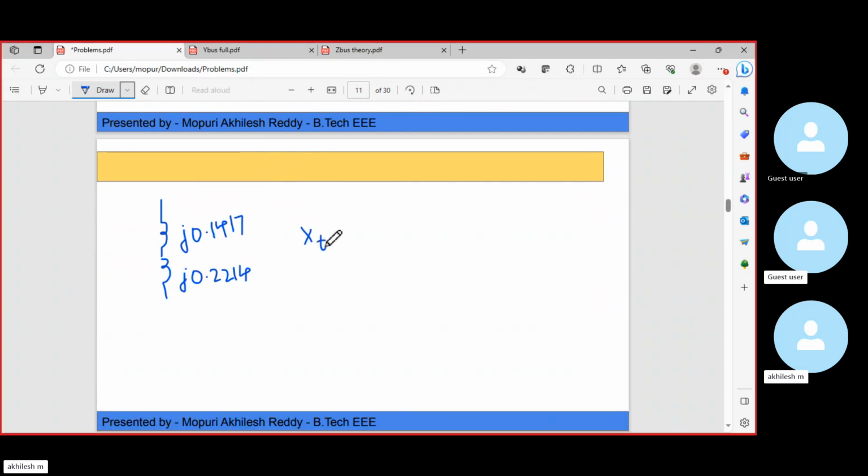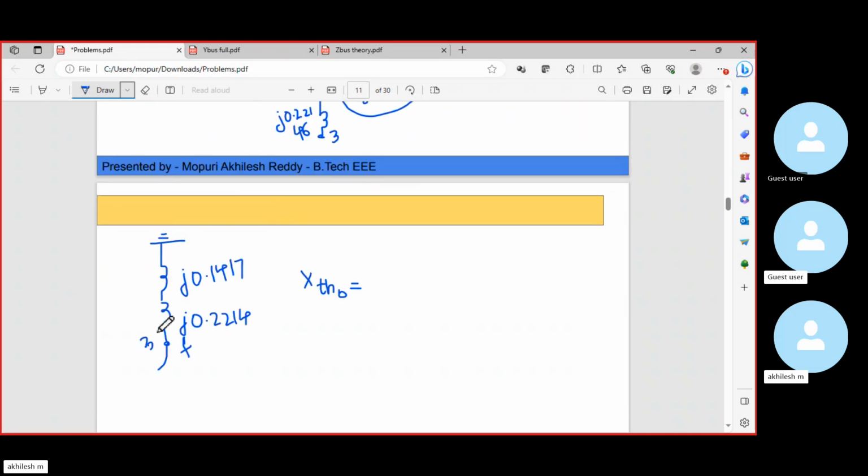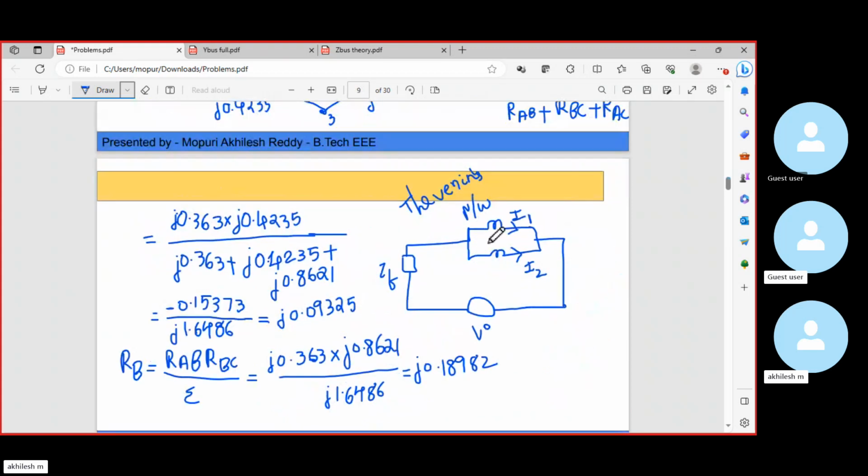Let me represent it for zero sequence. So XTH0, what is the value? 0.3631. Wait. Here there is the ground. And we know the fault point is at bus bar 3. So between the fault and the bus bar, as we have seen here, in this diagram, this is actually this.